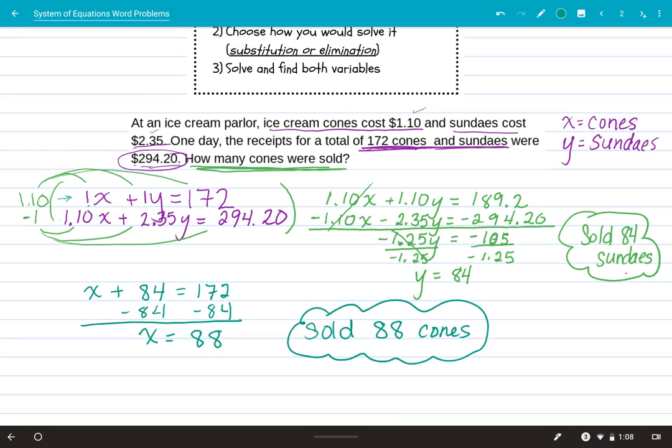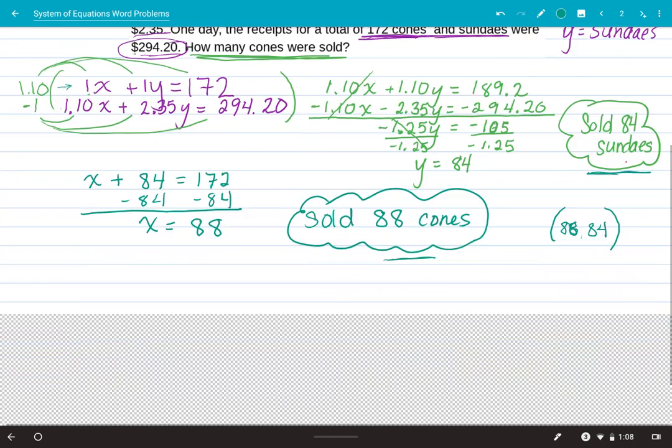Now with word problems, we're not going to put our answer in parentheses. I'm not going to do 88, 84. I am just going to write it in a sentence, or put what I did in those little circles. Okay? All right, next one.